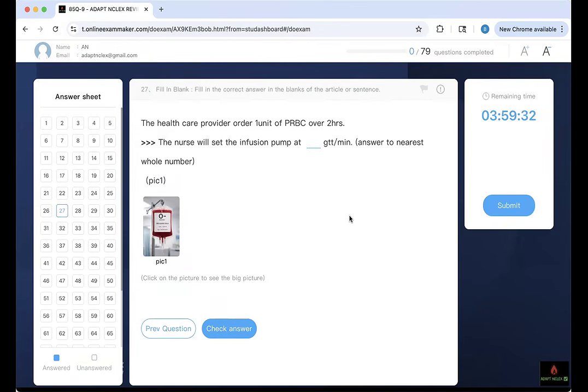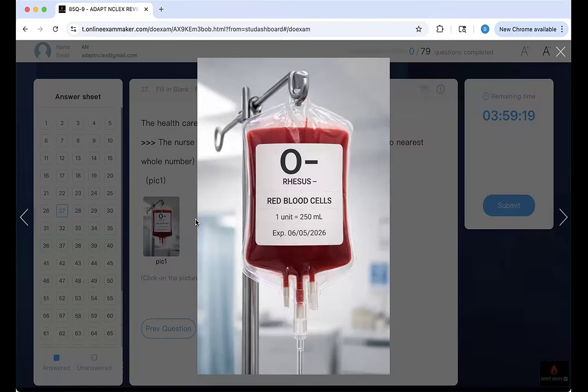Healthcare provider ordered 1 unit of PRBC over 2 hours. The nurse will set the infusion pump at what? Dash drips per minute. Answer to the nearest whole number. What you need to do, you just click on the image. It will give you information. It's O negative blood. Okay. Red blood cell. I can see it is red. 1 unit is 250 ml.